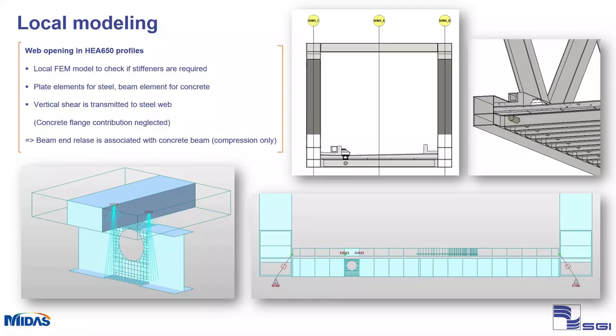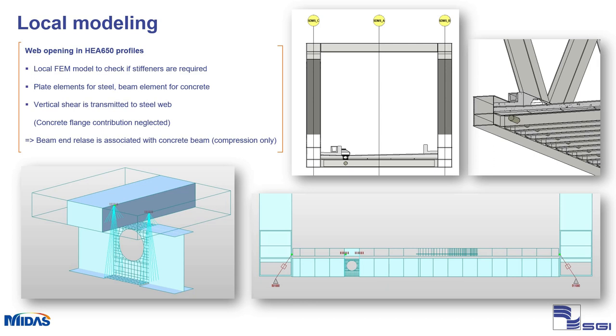Another application of finite element analysis is to check local web openings in girders. In this study, web opening is required in order to include drainage pipe in the composite deck. This model permits to confirm if additional stiffeners are required or not. In the local region where steel I section is modeled with plate elements, composite beam element was replaced by a concrete beam element. This concrete beam corresponds to concrete slab under compression.